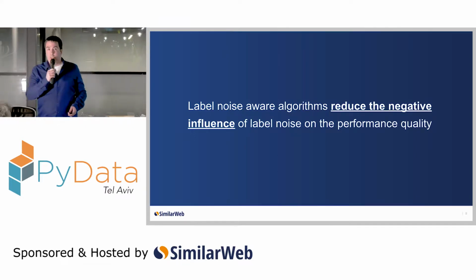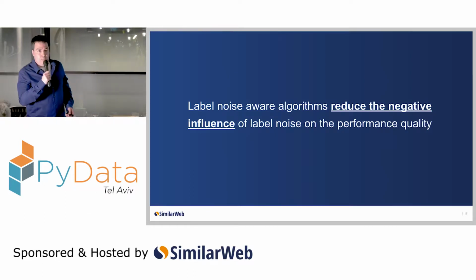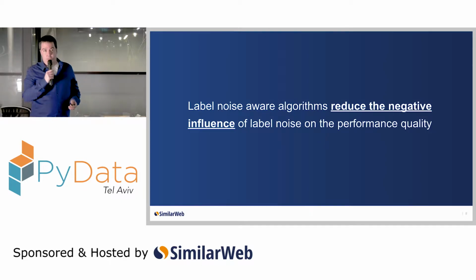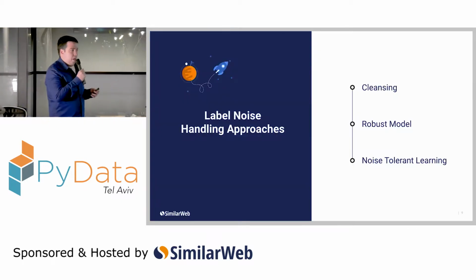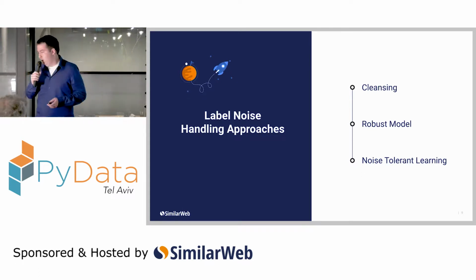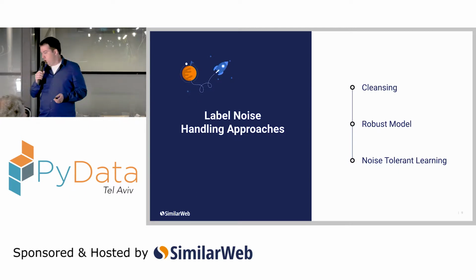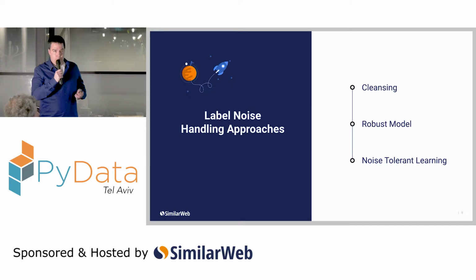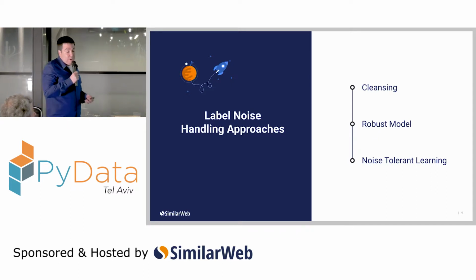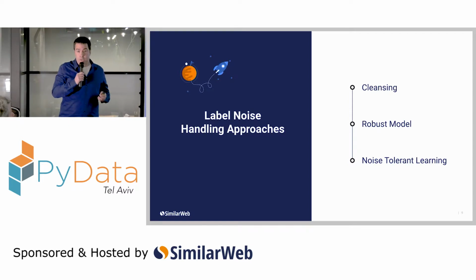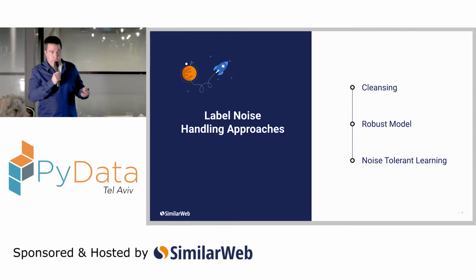To do so, researchers need to find ways to make machine learning models and pipelines more robust to different types of label noise. In general, the scientific literature depicts three approaches to handle label noise: a cleansing approach, a robust model approach, and a noise-tolerant learning approach. In the next few slides, I'm going to briefly describe each of these approaches and give you examples of how they are used in machine learning pipelines.